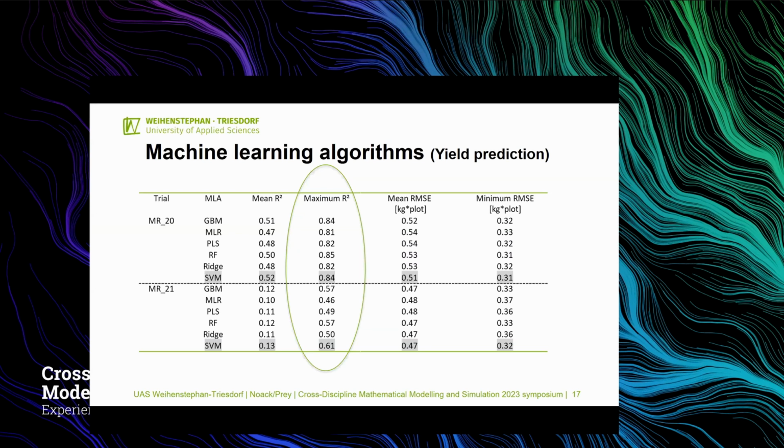So basically a baseline is if you've got good data, it doesn't really matter which machine learning method you're using, you're getting good results. But if you've got bad data, as in 2021, then it doesn't help to select the right machine learning model.